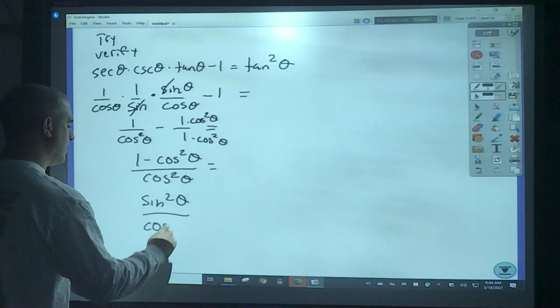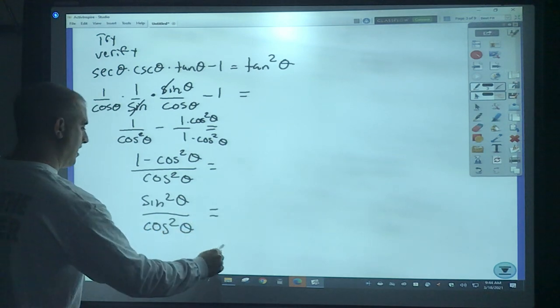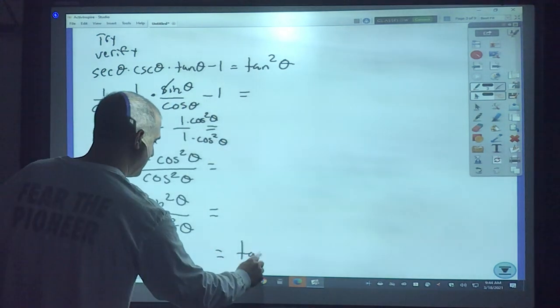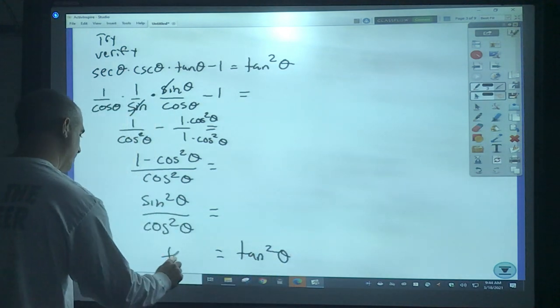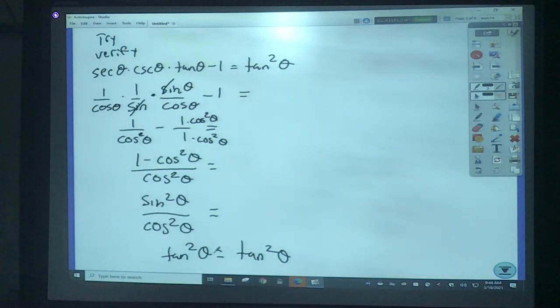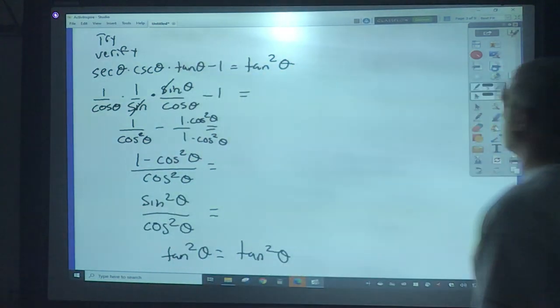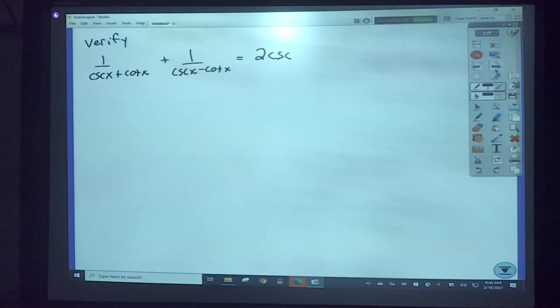This will be cosine squared. And as I'm getting towards the end, I want to see that it's going to be tangent. So this is going to be tangent. So that's a verification then. All right, let's go to the next type.